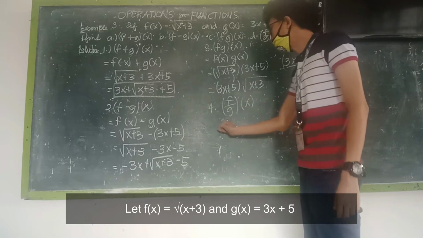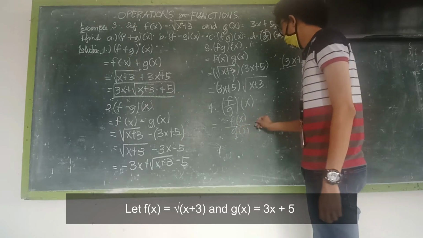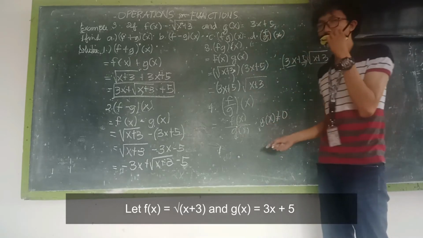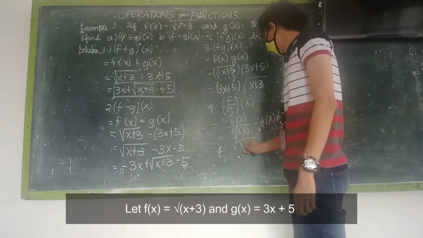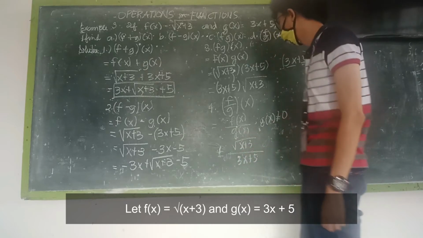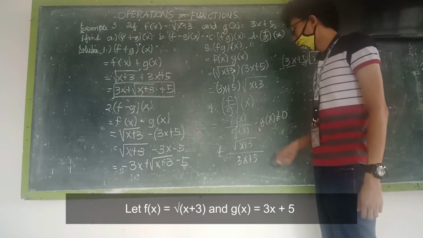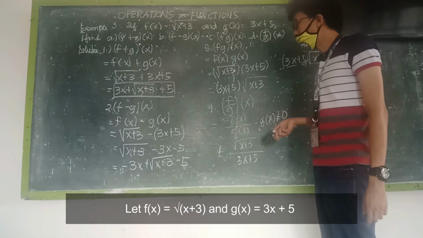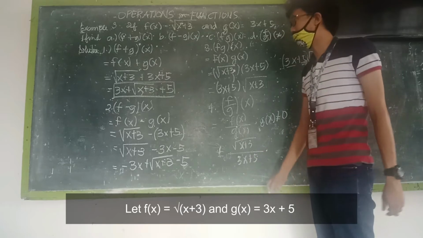Ang number 4 naman, f over g of x. So, ang f over g of x natin, we have f of x over g of x given that g of x is not equal to 0. Tandaan, ang g of x natin dapat hindi equal sa 0. So magiging square root of x plus 3 all over 3x plus 5. Hindi natin ito i-rationalize, hindi natin siya i-simplify kasi hindi naman pwede ma-divide si square root of x plus 3 kay 3x plus 5. If we're going to divide it, we will make our solutions more complicated. So, ito na yung magiging final answer.